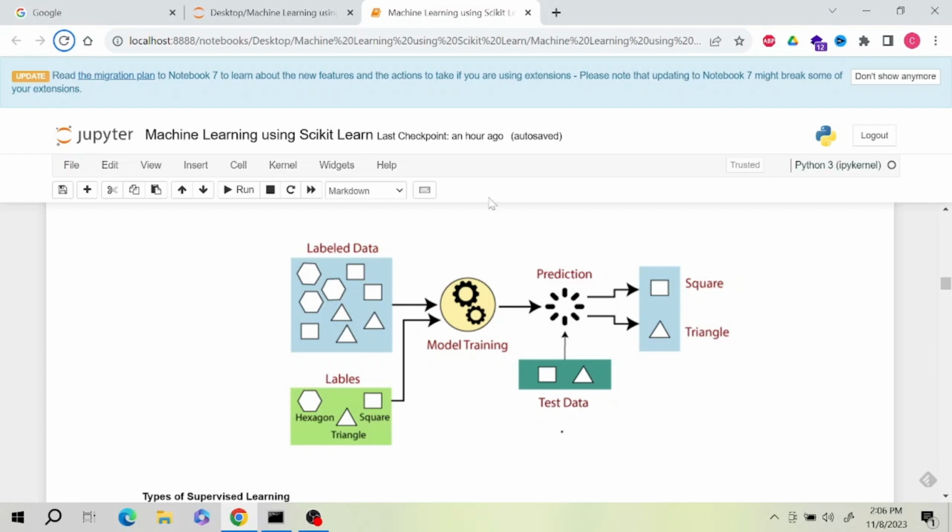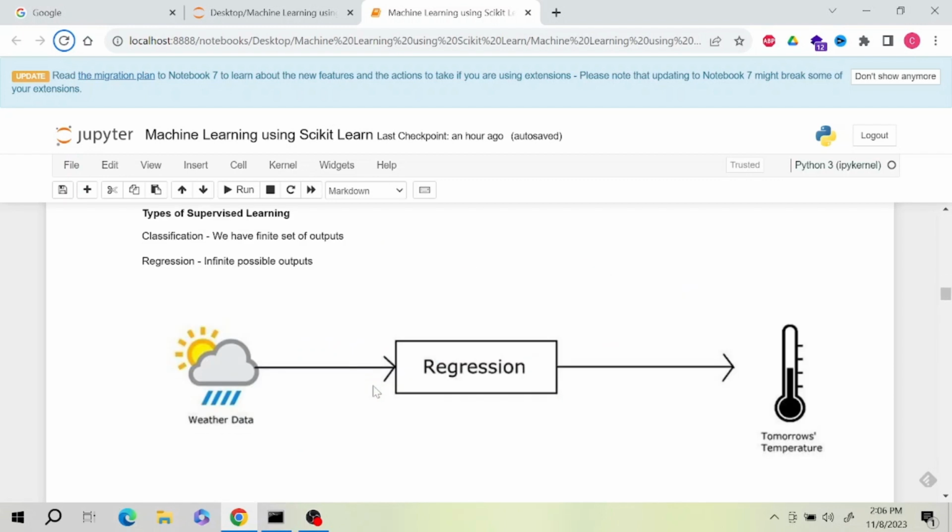So this type of machine learning is basically supervised learning. Why is it supervised? Because we are also providing the label, that's why it is called supervised learning. Supervised learning is also further divided into classification and regression. The only difference is, if we have a finite set of outputs, then we call it classification, and if there are infinite possible outputs, then we call it regression.